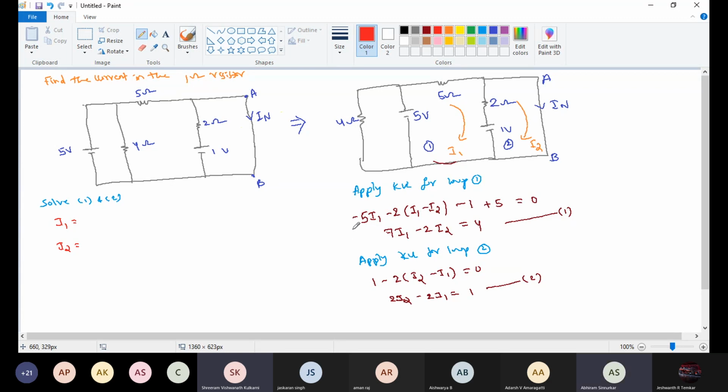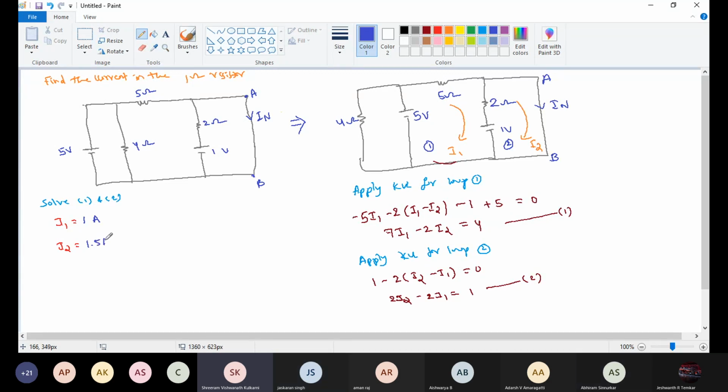Sir, I1 is 0.6. No, no. Check once. Sir, I1 is equal to 1, and I2 is 1.5 ampere.